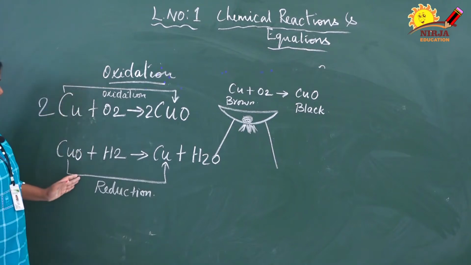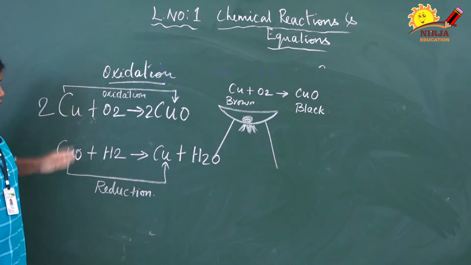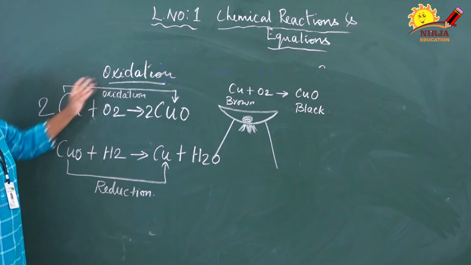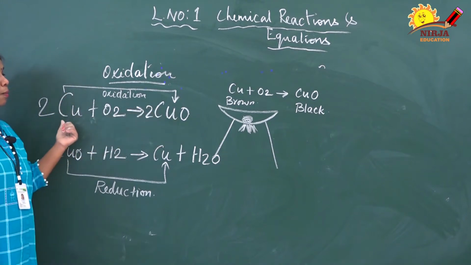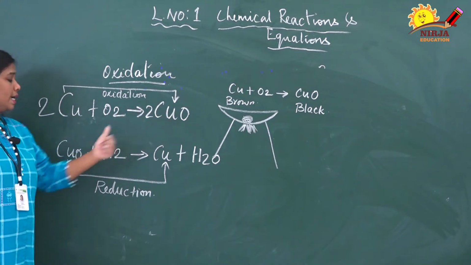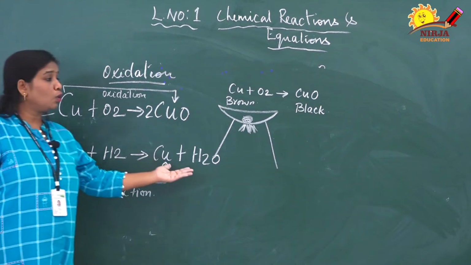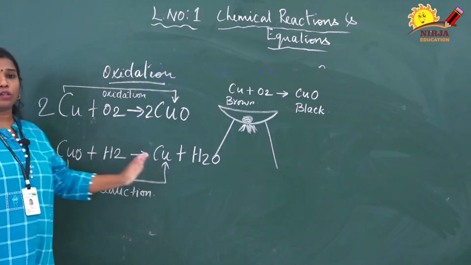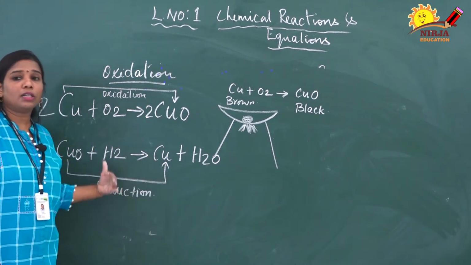These are the two examples I have given, one for oxidation, another for reduction. Oxidation means adding of oxygen, so copper is converted into copper oxide. Here copper oxide is converted into copper, so this is removal of oxygen, and that is called a reduction reaction.